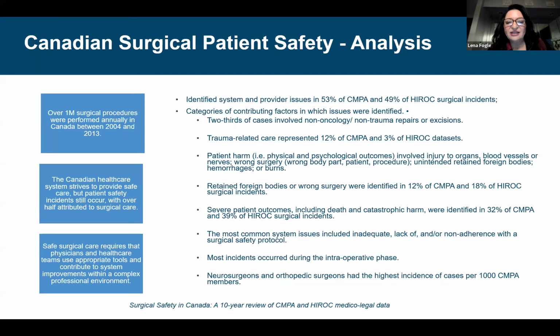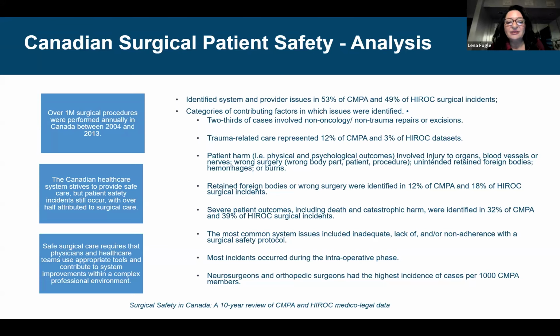Patient harm included things like injury to organs, blood vessels, nerves, wrong surgery, wrong site surgery, unintended retained foreign bodies, hemorrhages, burns, and of course, SSIs. We still continue to have retained foreign bodies every year, amazingly enough. And some severe patient outcomes, including death and catastrophic harm, were identified in 32% and 39% of the surgical incidences.